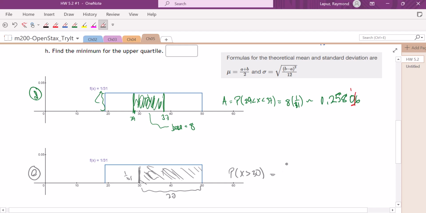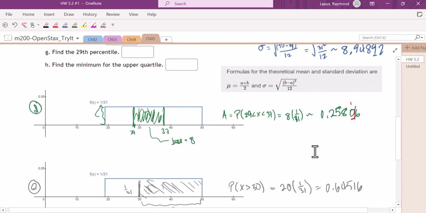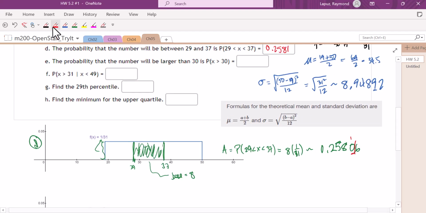So this area is going to be the base times the height, and 20 divided by 31 equals 0.64516. Rounding off to 4 decimal places, it's going to be 0.6452.